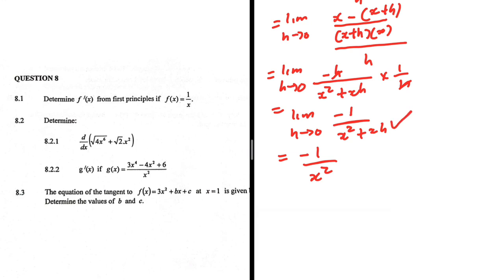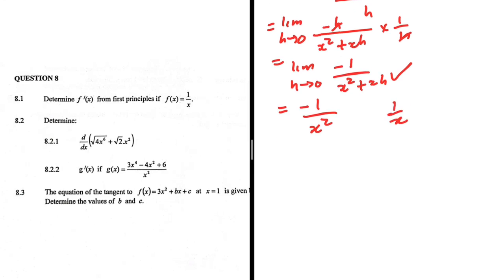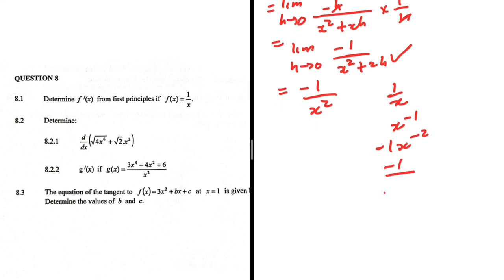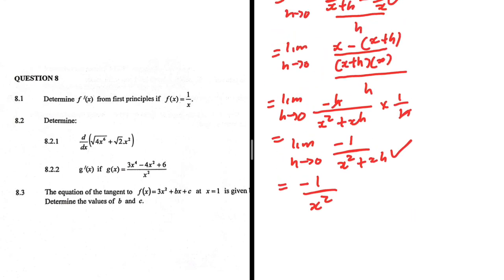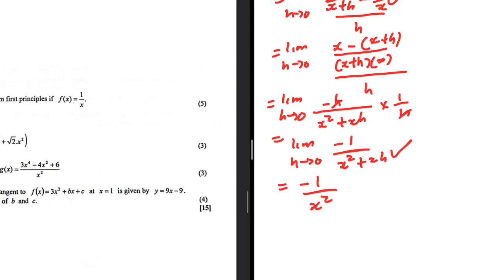When we use first principles, we can actually test it out and see if it is correct using the power rule. If we were to use the power rule, we would write 1 over x as x to the minus 1, of which when we differentiate, we get minus 1 times x to the minus 2, which is the same as minus 1 divided by x squared. So we are quite convinced that what we did using first principles is correct, because we get the same answer using the power rule. That is 8.1, 5 marks.